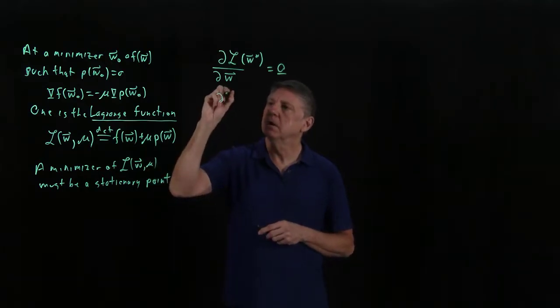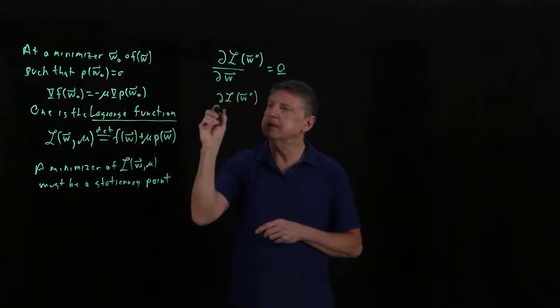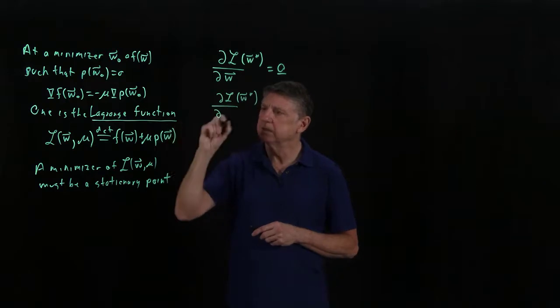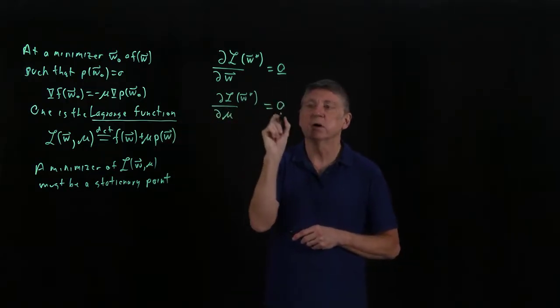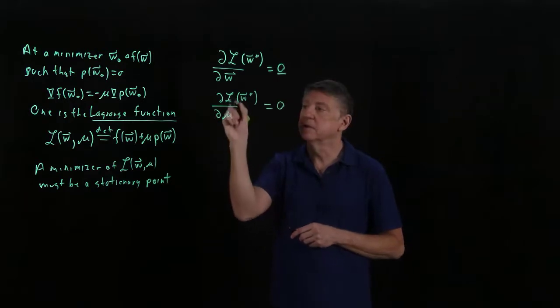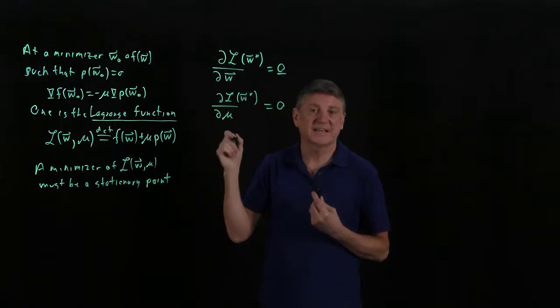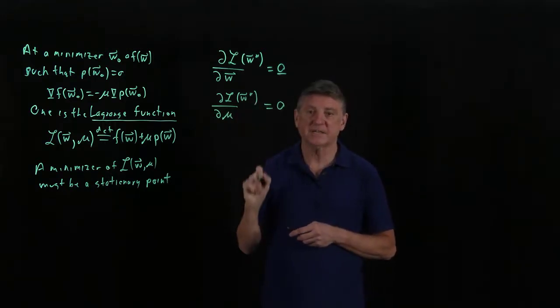And also, when we evaluate it at a stationary point, the partial derivative with respect to that Lagrange multiplier also has to be 0. In this case, it's a scalar, because the partial derivative of the Lagrange function with respect to a scalar is a scalar function. And we're saying that that has to evaluate to 0 at that stationary point.